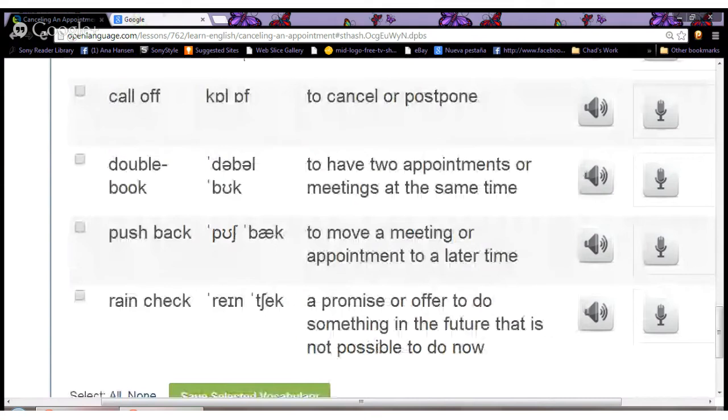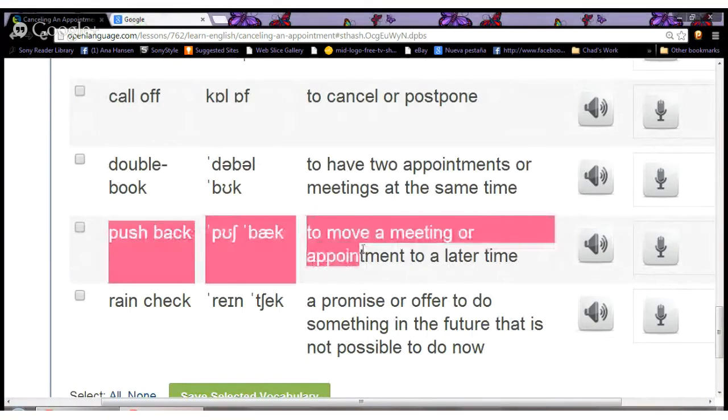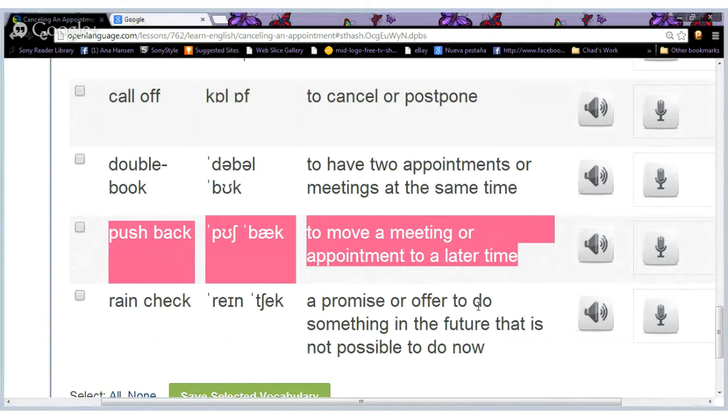Let's go to our next phrase here. Laszlo, did you read last or was that Yvonne? Okay, go ahead and read this next one, please. Push back: to move a meeting or appointment to a later time. Okay, good. So we have two different phrases that we use here, you guys. We have push back and push forward.